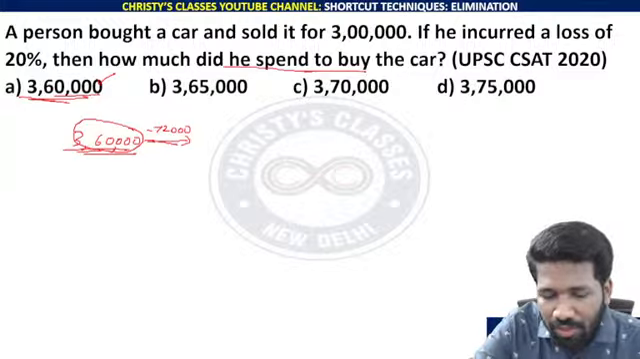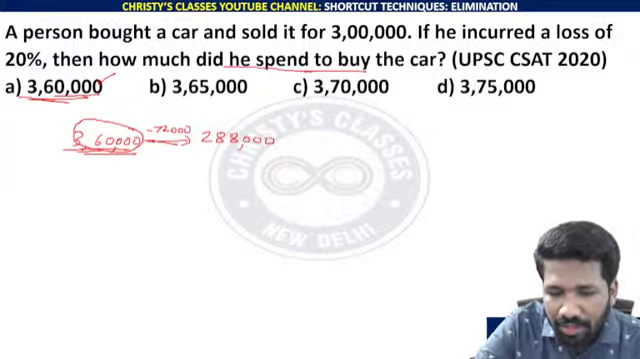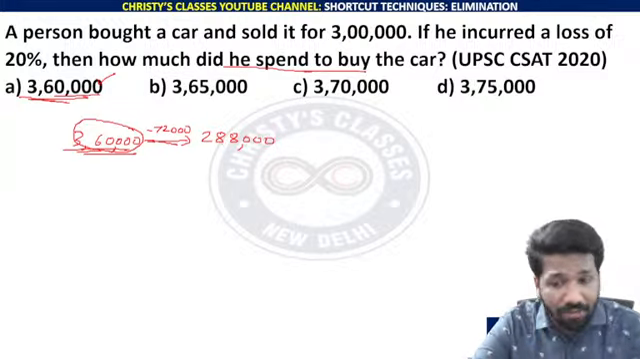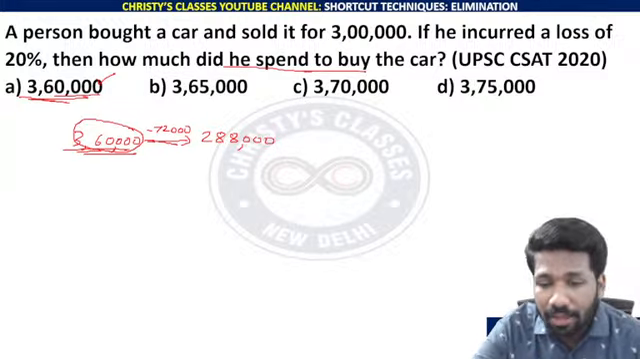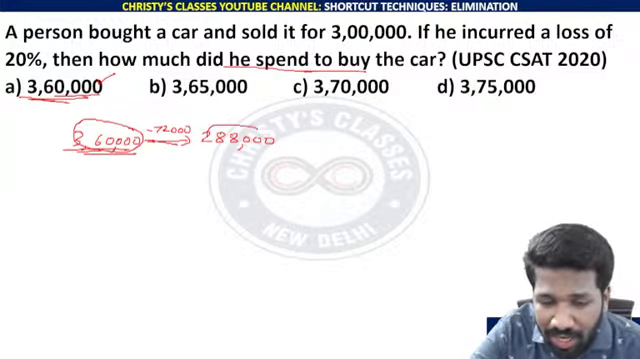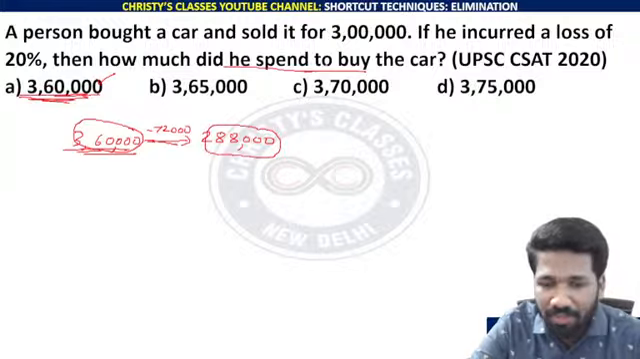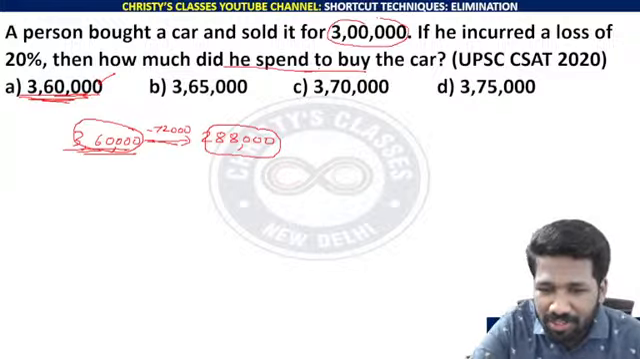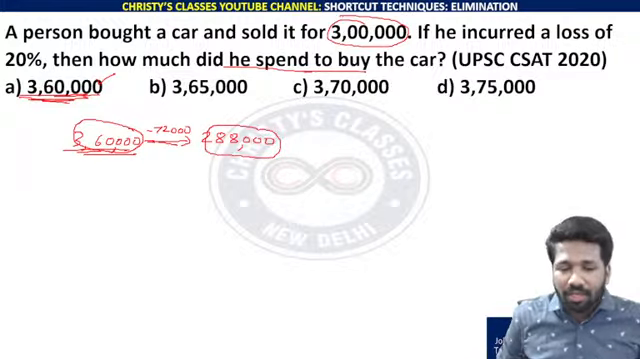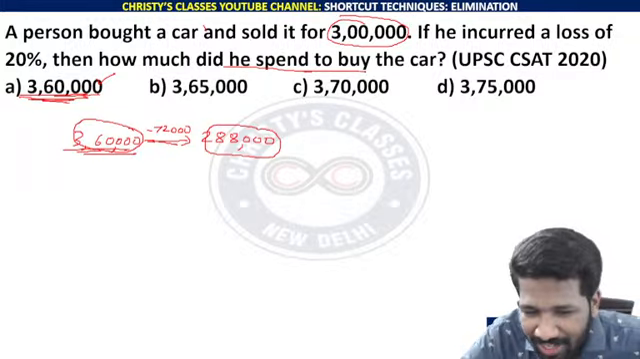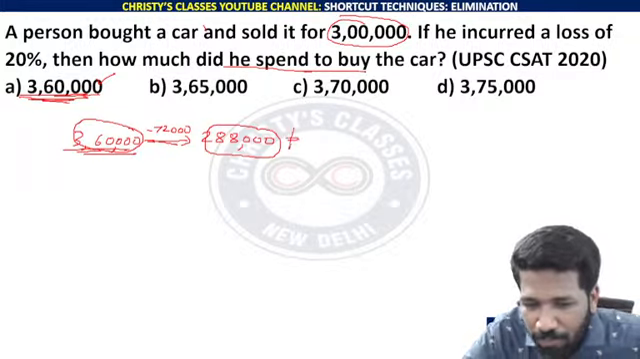360,000 minus 72,000 will be 288,000. That means the price at which he sold the car will be 2,88,000 if option A is the correct answer. But the question says the price at which he sold the car is 3 lakh rupees. 3 lakh is not equal to 2,88,000. That means clearly option A is wrong.